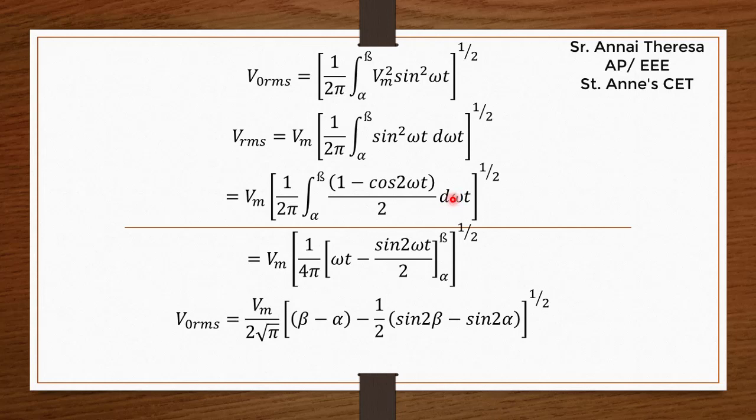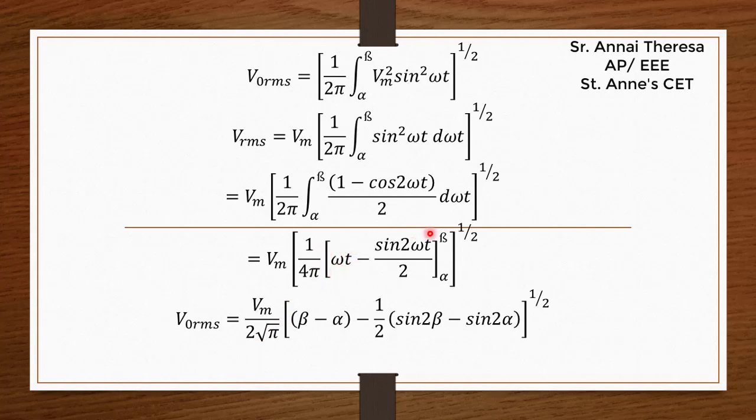So if you integrate this d omega t, you will get omega t minus, if you integrate this cos 2 omega t, you will get sin 2 omega t divided by 2. This 2 is not this one, this already we have taken outside. So if you integrate this cos 2 omega t, you will get sin 2 omega t divided by 2. Limit is alpha to beta, whole power 1 by 2. Then Vm by, if you take this 4 outside of the root, you will get 2. So Vm by 2, the root is already inside. Now apply the limits, upper limit minus lower limit.